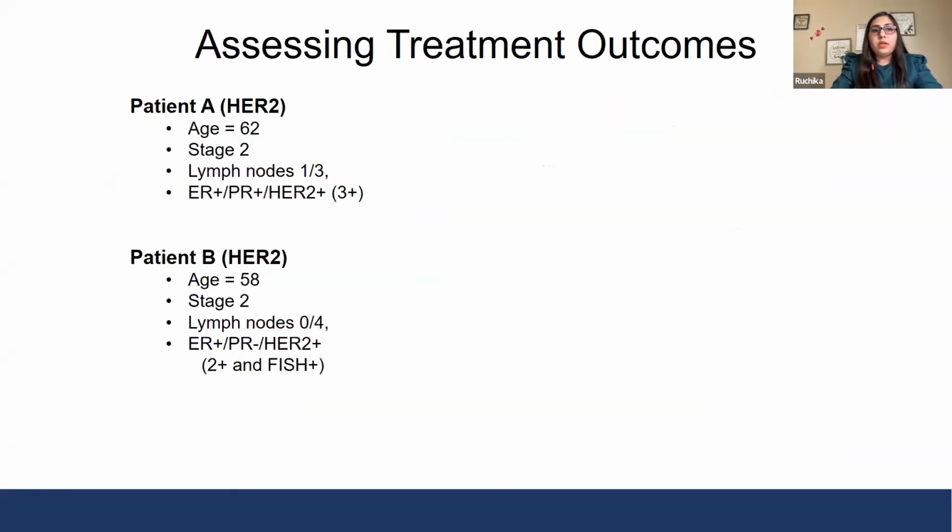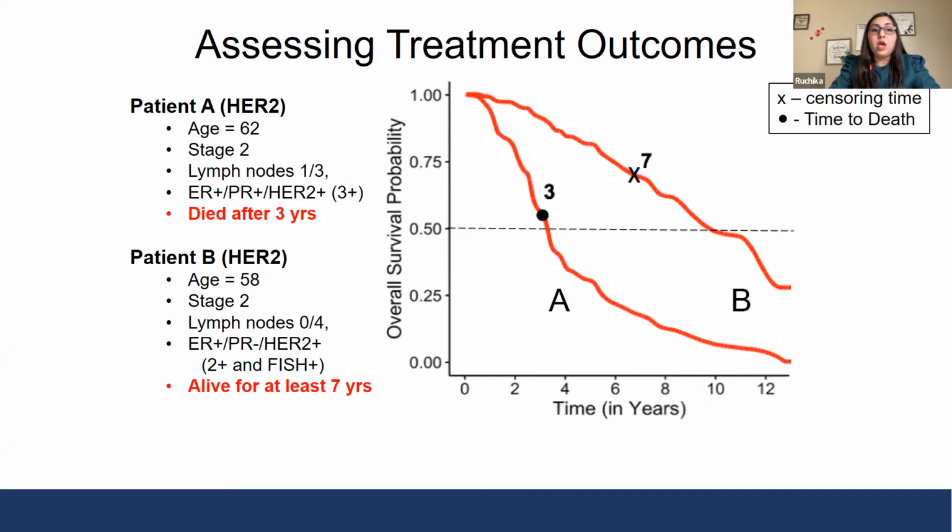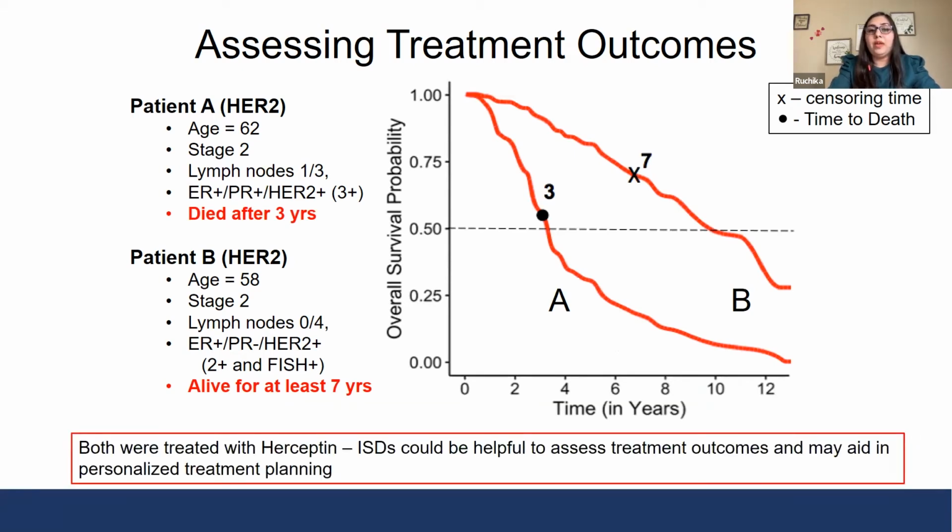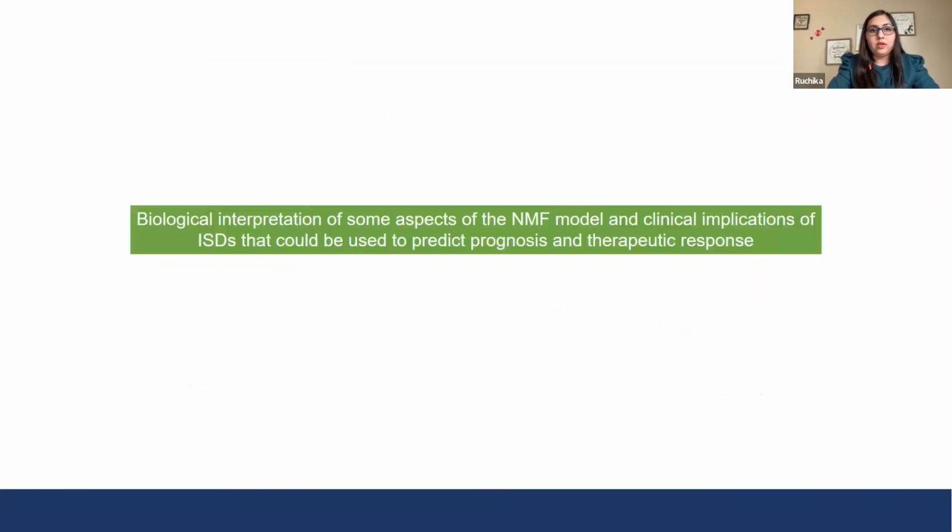Then we also looked at 2 different patients, and we compared the ISDs of these 2 patients whose clinical profile was very similar. For example, the age was matching and their stage was similar. They both were HER2, and the same treatment was given to these 2 patients. We observed that 1 patient died after 3 years and 1 patient was alive even at 7 years. So even though the clinical profile was the same and the same treatment was given, ISDs could be helpful to assess treatment outcomes and may aid in personalized treatment planning.